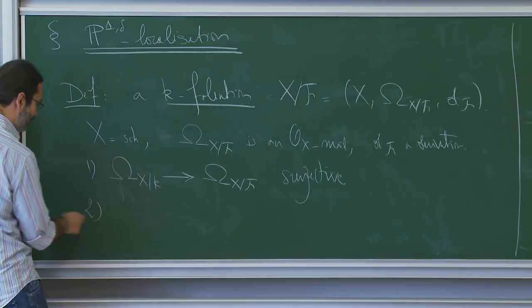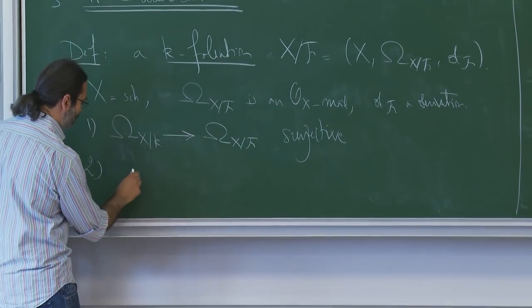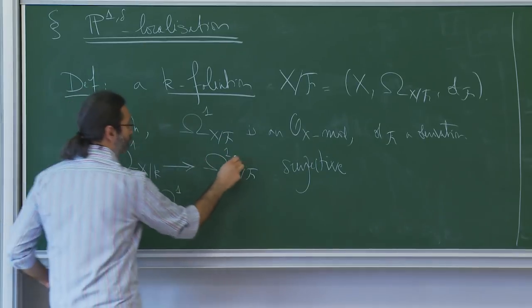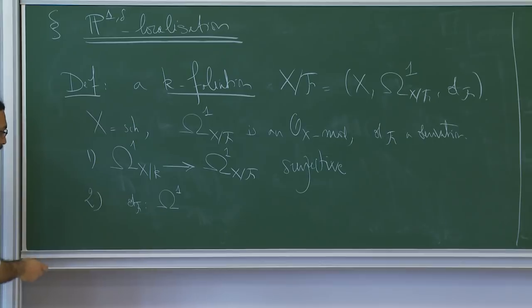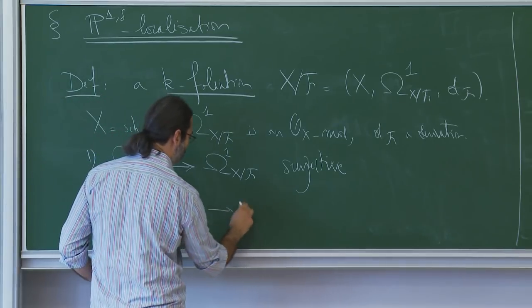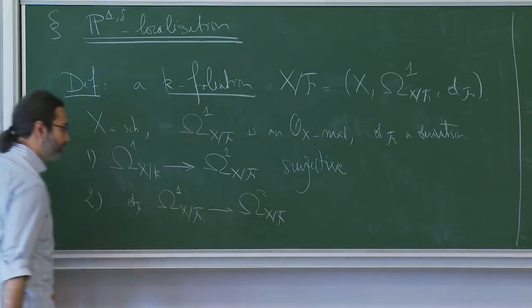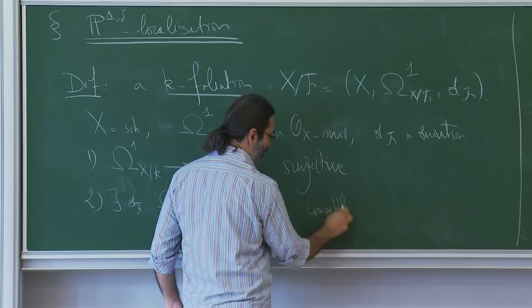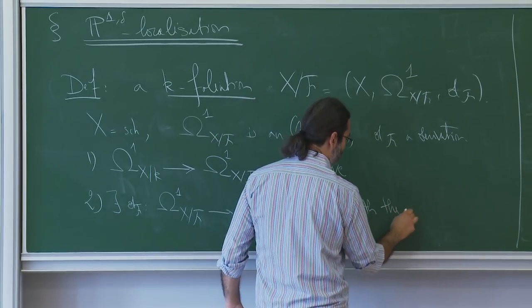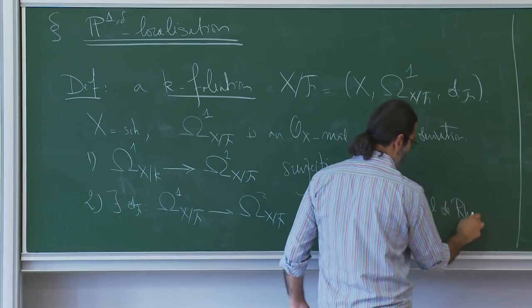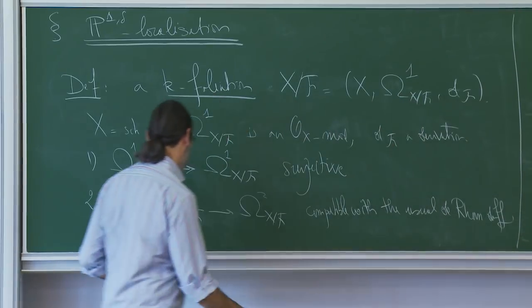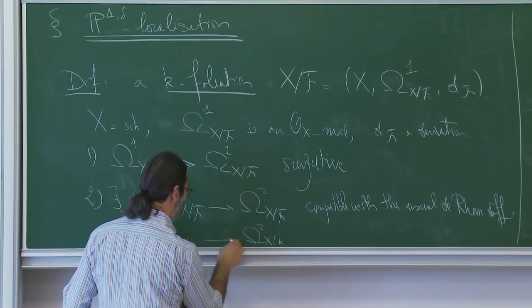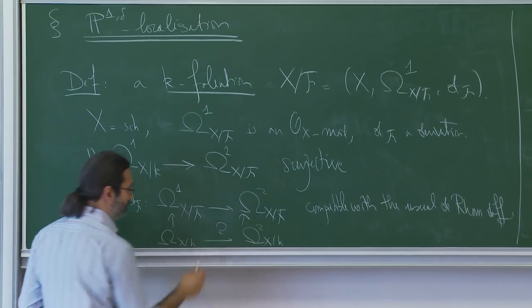And the second condition is that I want the de Rham complex, essentially. So I want that there is a way to go from, let me put one here because it's always a bit confusing, from Ω^1 to Ω^2_F. This is, of course, the wedge of Ω^1. So there exists such a thing compatible with the usual de Rham differential. Simply in the sense that if you put here Ω_{X/k}, Ω^2_{X/k}, and this is the usual de Rham complex, this is commutative. Okay, so a very simple condition.